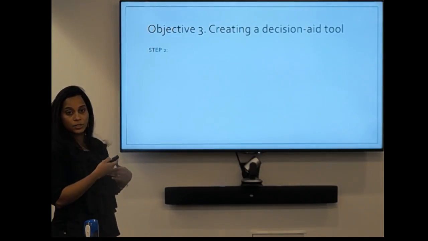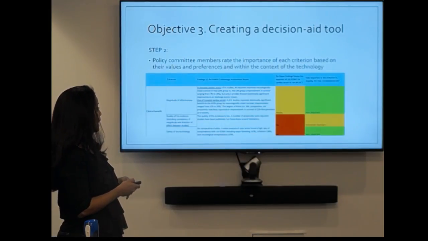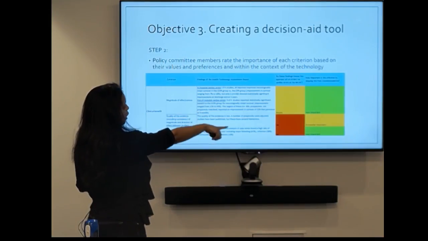And then we would send this tool out in the second step to the policy committee members, who would then fill out the column on the right.